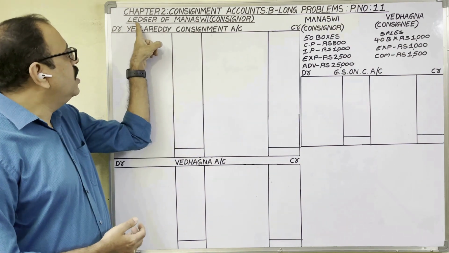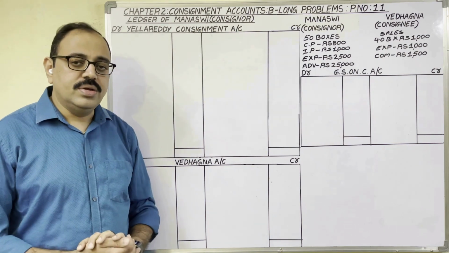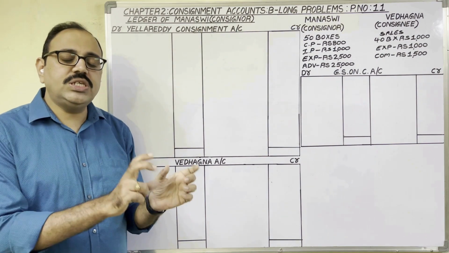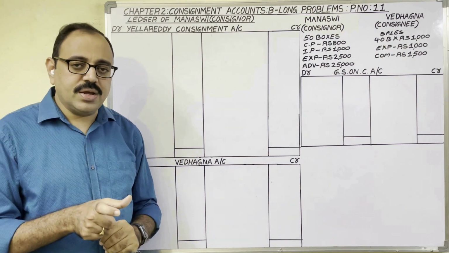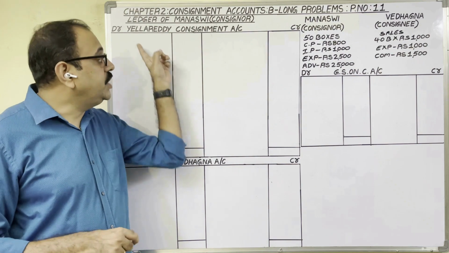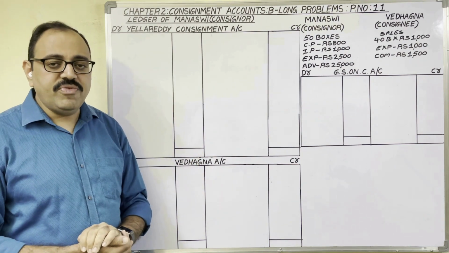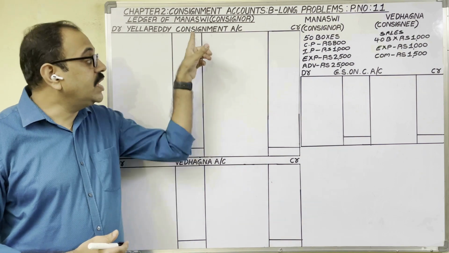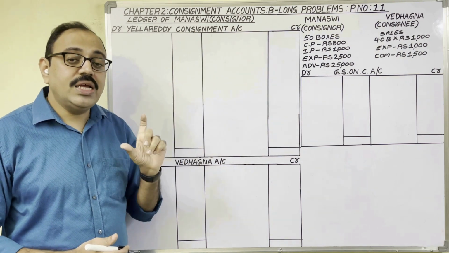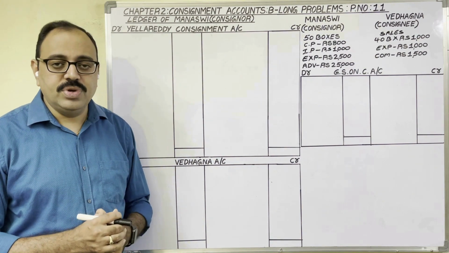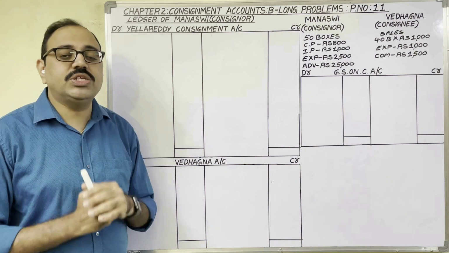See the heading? Ledger of Manasvi, in brackets consignor. Actually speaking, first the journal of Manasvi we should prepare. All journal entries we should write. Below that, the ledger of the consignor we should prepare. Let us see the transactions one by one. We are preparing accounts in Manasvi's books now. Therefore, all transactions we should analyze from Manasvi's point of view. Our assumption is we are working as an accountant in Manasvi's firm.